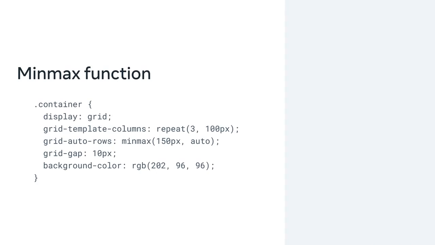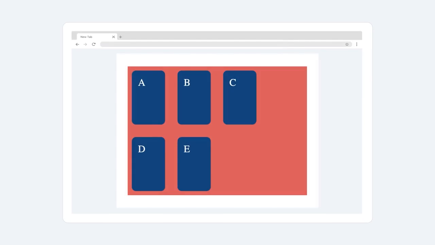Next, the min-max function sets the minimum and maximum values expected for the sizes of rows and columns. Let's set the value for the grid auto rows to 150 pixels. The output is modified so that the minimum size of each row is 150 pixels.